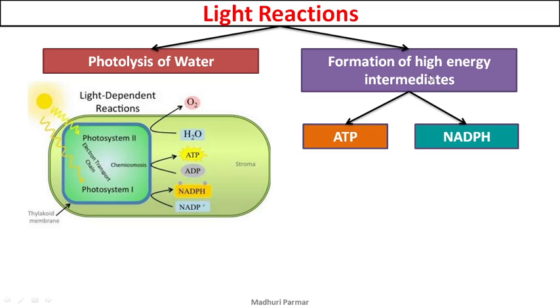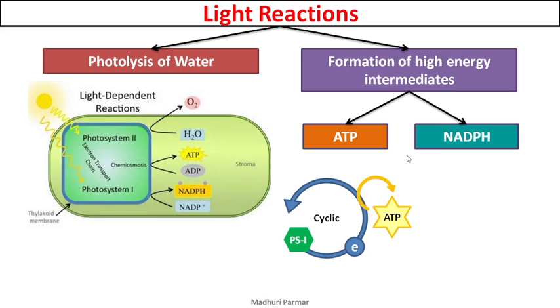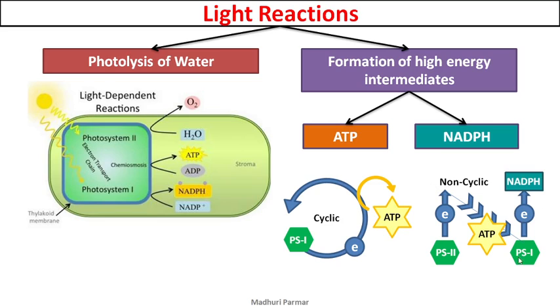This process, formation of ATP or NADPH, happens through two pathways. One is called cyclic photophosphorylation and the other one is called non-cyclic photophosphorylation. Cyclic photophosphorylation requires only one system, which is photosystem 1. It produces only ATP. There is a transfer of electron from PS1 and it comes back to the PS1, and in this whole process there is production of ATP.